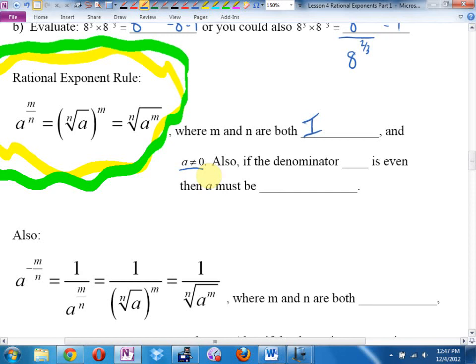Also, if the denominator n is even, then a must be positive. Say what? Can you take the square root of a negative number? No. Can you take the 4th root of a negative number? No. Can you take the 6th root of a negative number? No. All of those are fractions that have an even denominator.